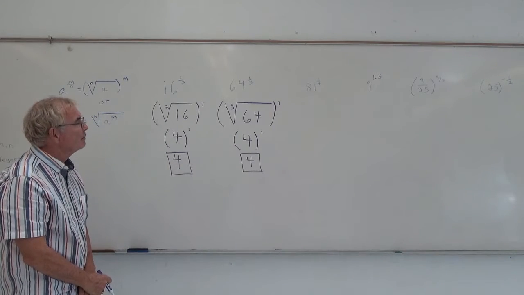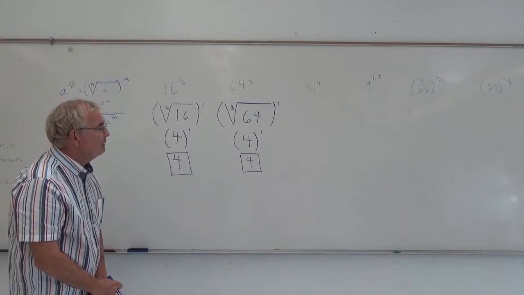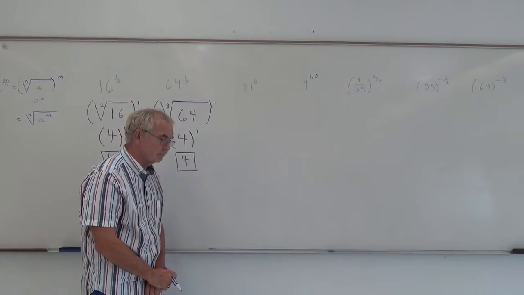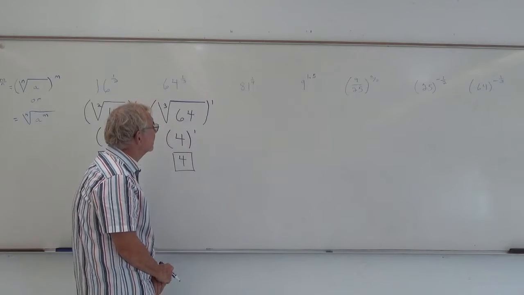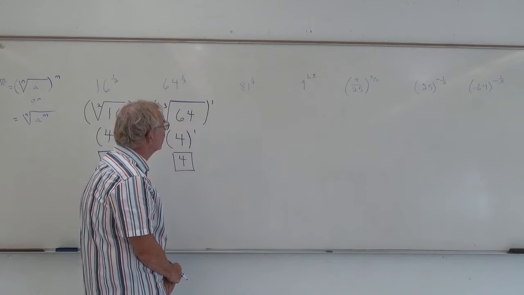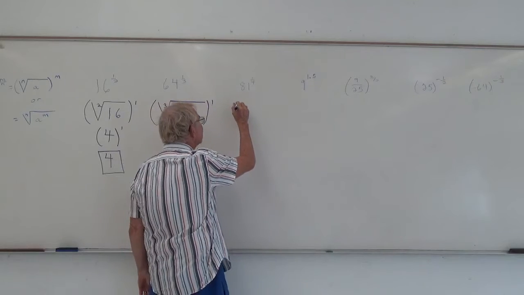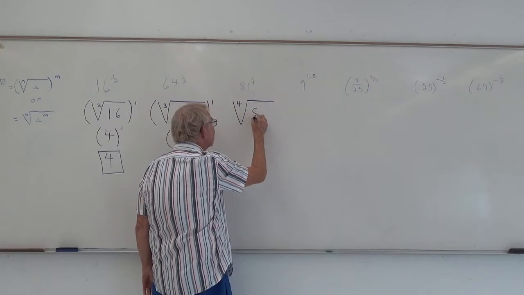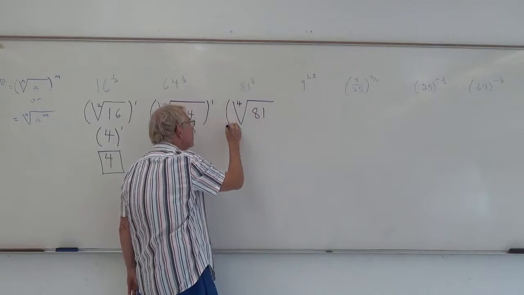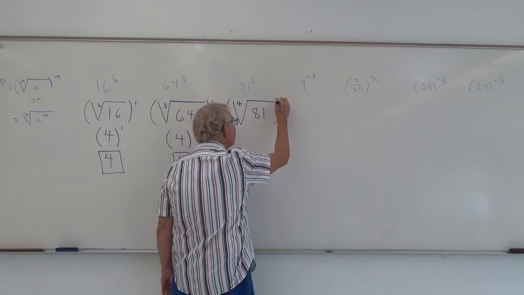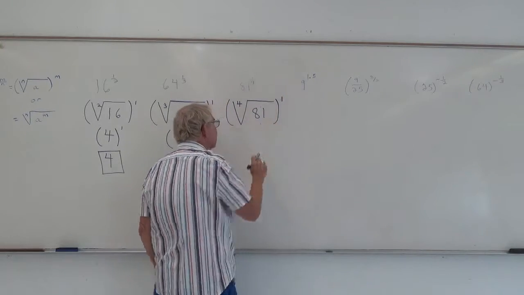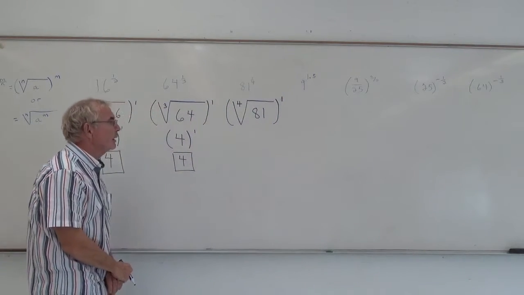Let's go to the third example. 81 to the 1/4. All right, what goes in the V? The denominator, 4. 81 to the third. Now you say, boy, and we raise it to the first. Boy, the numbers keep getting larger.